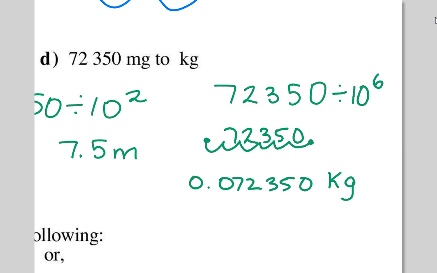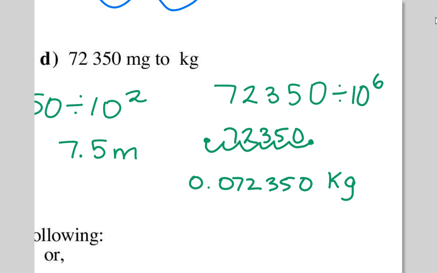So in terms of calculators, this is the one that you'd probably want to have. This is the best one, or something like it. The older ones aren't as good because you can't go up and copy paste, but this one you can. So I would just go 72350, and then I'd hit divide, and then I'd go 10, and then I hit the power button, and I'd put a 6, and I would get exactly that. No thinking involved. This is beautiful.